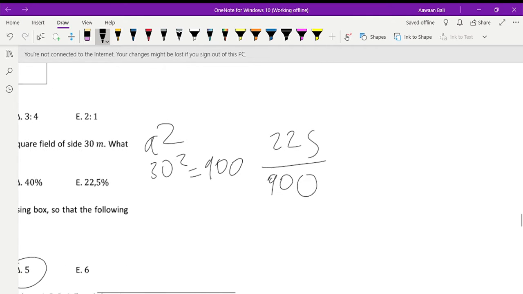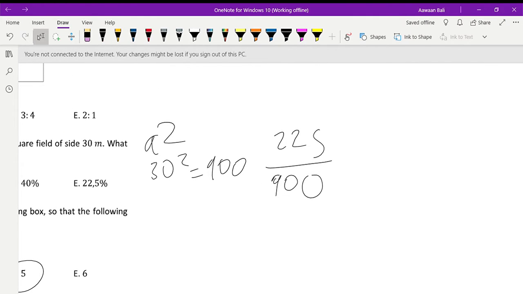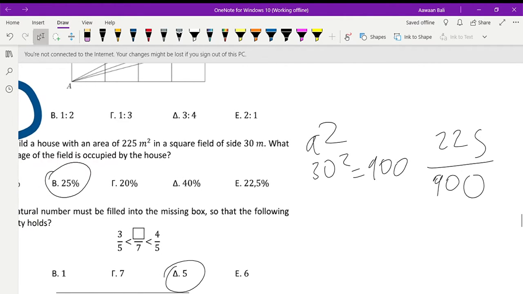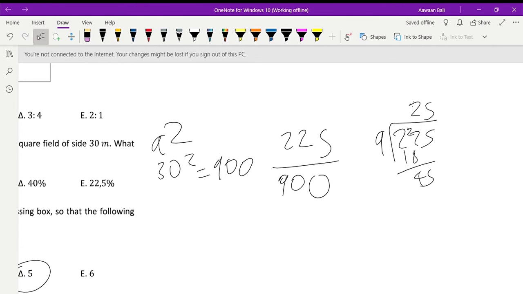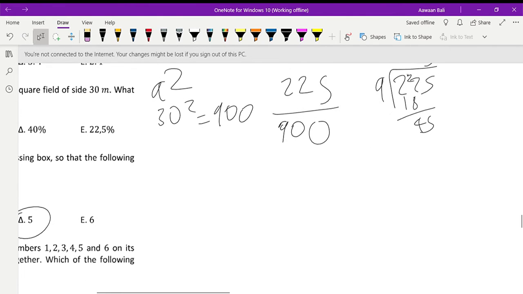So basically, normally you can put percentages in an array of 100. So you can do something out of 100, since percentages are out of 100. So you can do 225 divided by 9. And then you get 25, and you can divide the 900 by 9, you get 100. So 25 upon 100, which is 25%.